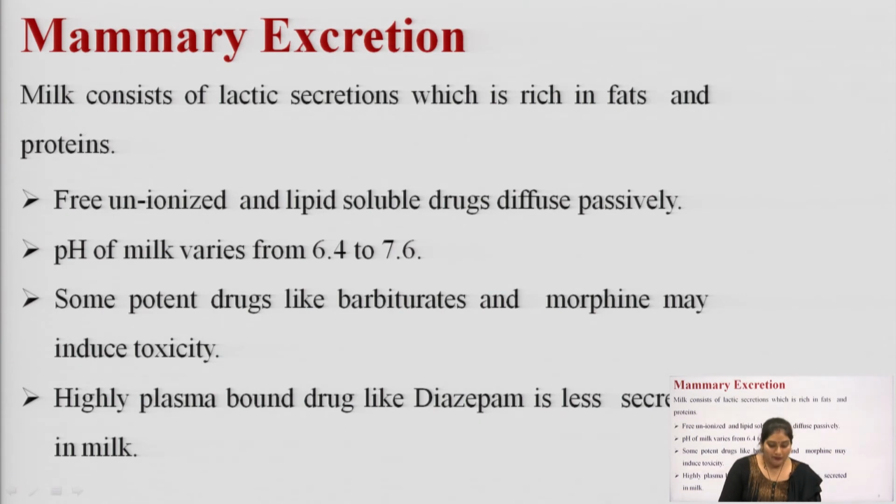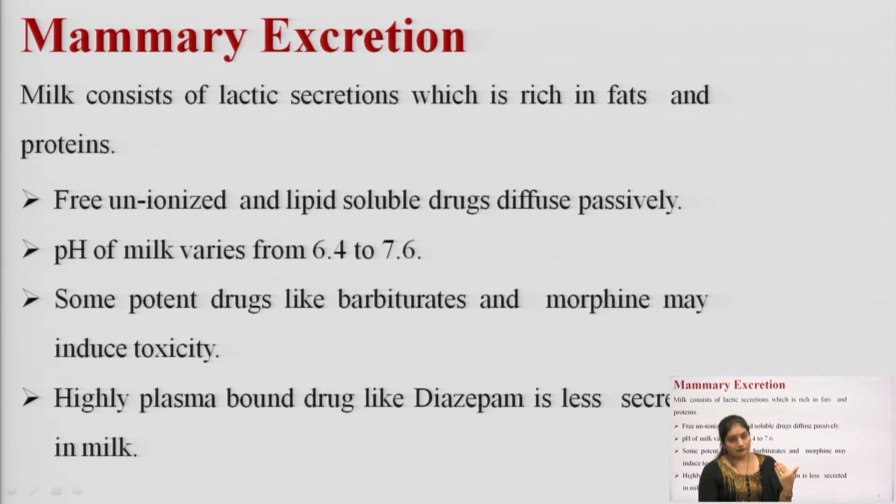The milk consists of lactic secretions which is rich in fats and proteins. Here, in case of mammary excretion, the free, unionized and lipid soluble drug can diffuse passively. The pH of the milk varies from 6.4 to 7.6. There are certain potent drugs like barbiturates and morphine that can induce toxicity.